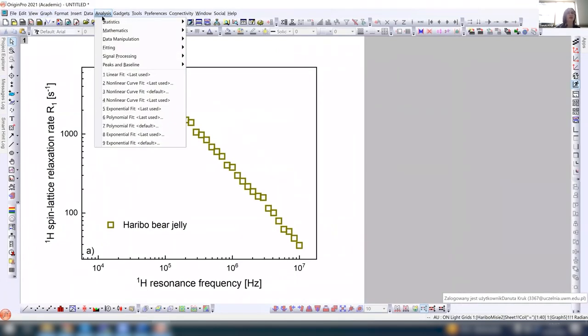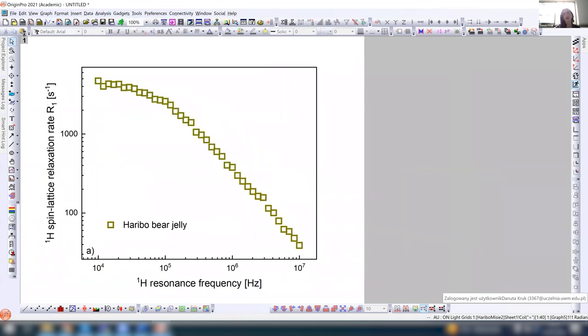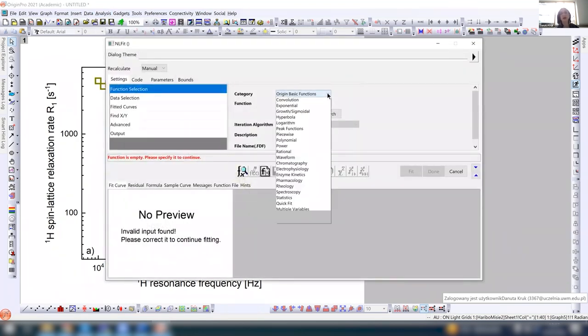So analysis. This is nonlinear fitting. You can use whatever tool you like, but I just decided to demonstrate it using Origin because many people do. So of course, nonlinear curve fit. Let us open the dialog. And I have to say that I prepared myself a little bit here.